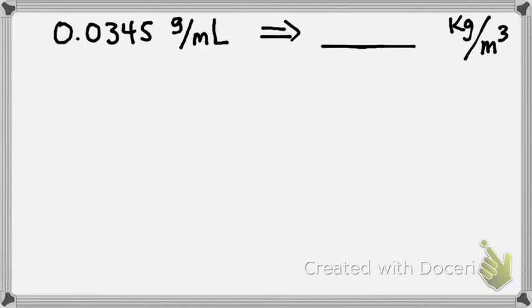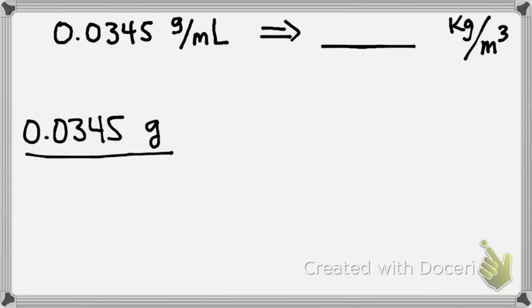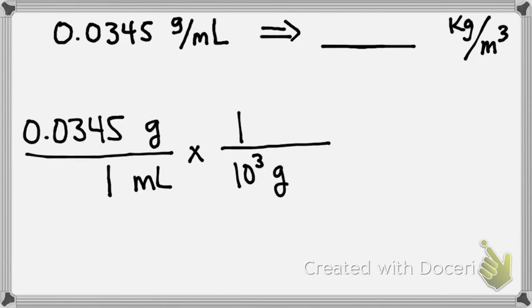So of course, we want to start with what we know, which is 0.0345 grams per milliliter. If it helps, you can put 1 milliliter in the denominator. I'm going to convert grams to kilograms. I know that there are 10 to the 3rd grams in 1 kilogram. That allows grams to be canceled.